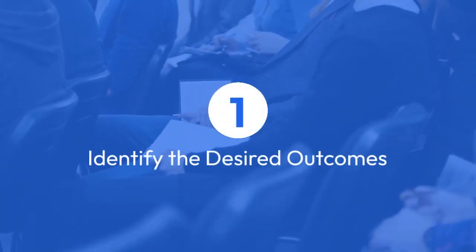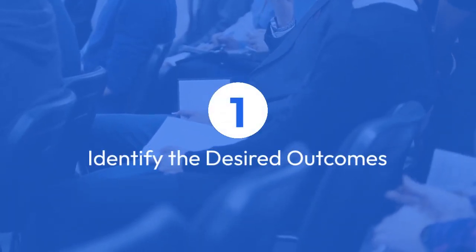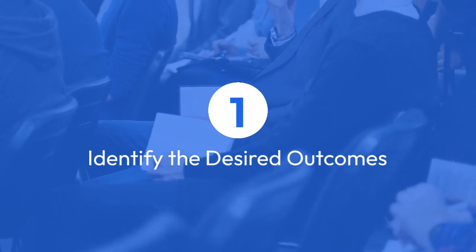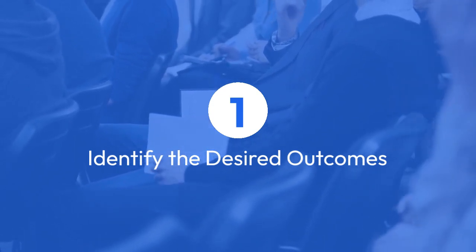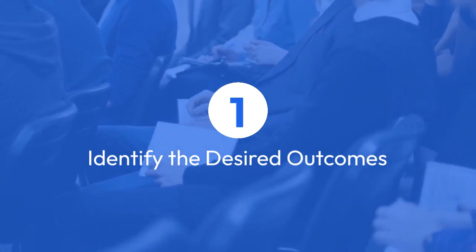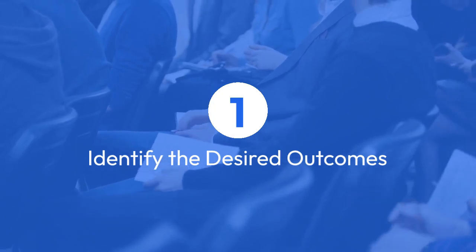The 3 stages of backward design are: 1. What do you want your students to learn? Identify the desired outcomes. Start with what you want your students to learn or be able to do by the end of the lesson or unit. These are the desired outcomes.